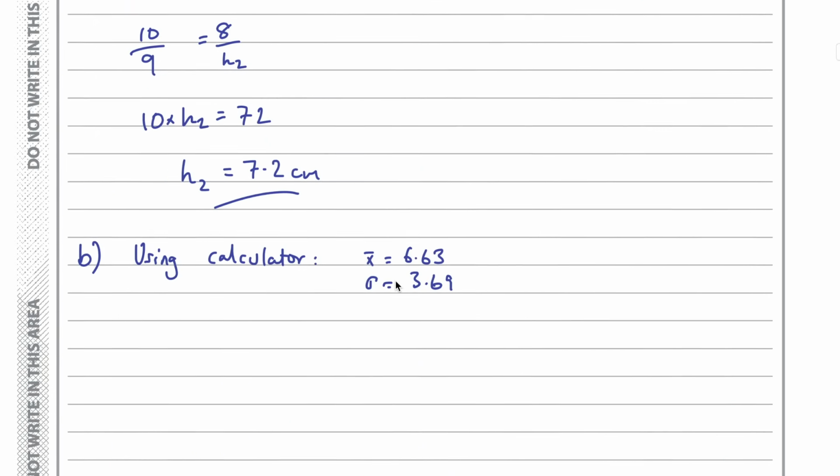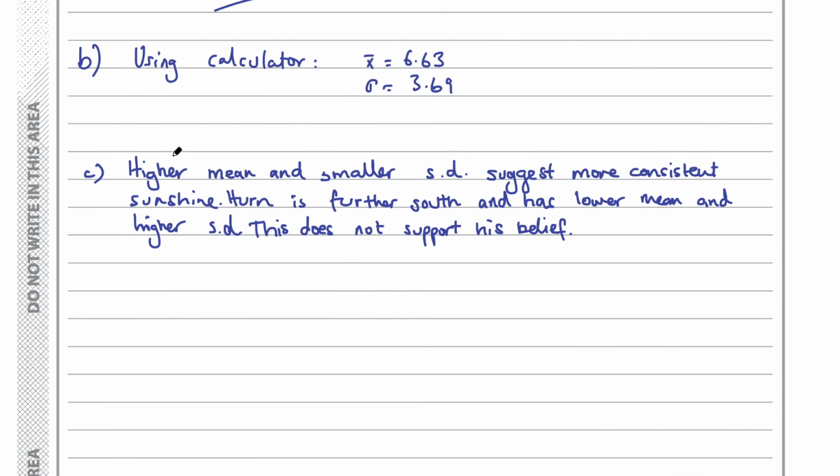So let's go ahead and write something down here. So here's what I've written. Higher mean and smaller standard deviation suggests more consistent sunshine, as I explained before. Herne is further south and has lower mean and higher standard deviation. This does not support his belief. So I think that would be good enough for 2 marks.